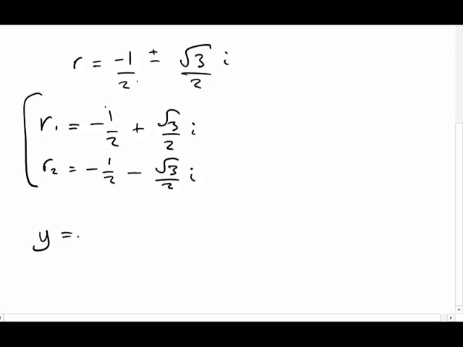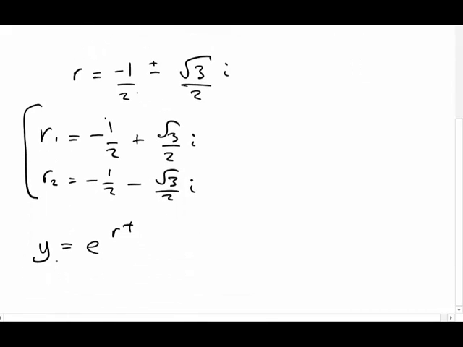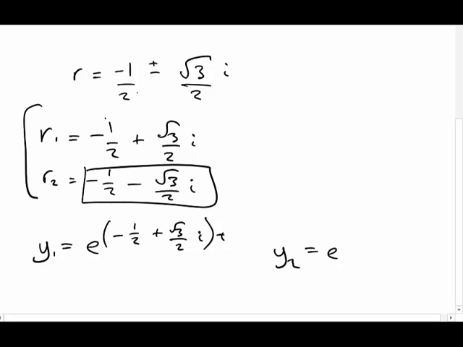Remember what I'm looking for. I'm looking for an equation of the form y equals e to the rt. So basically y1 is going to be that thing, I'll just place r1 in there. So r1 is that thing there. So we've got e to the minus a half plus root 3 over 2 times i, and that's multiplied by t. And y2 is going to be e to the r2 times t. So in other words, r2 is going to be that thing there. So minus a half minus root 3 over 2 times i, times t. Okay, so there we go.